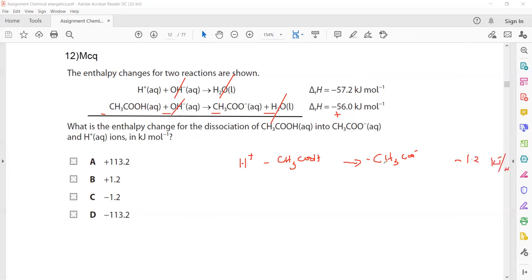But this is not our desired equation. What is our desired equation? Since this is negative, it will move to the other side, and this is negative, it will also move to the left hand side.